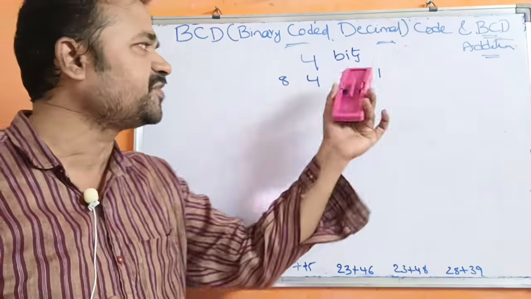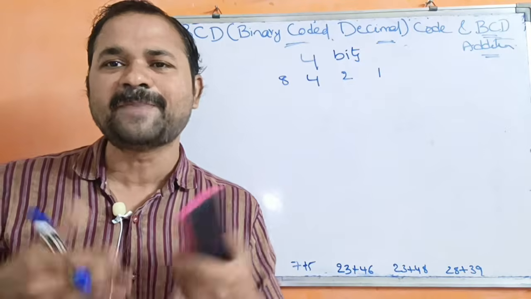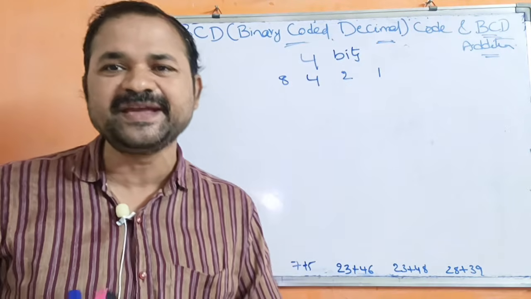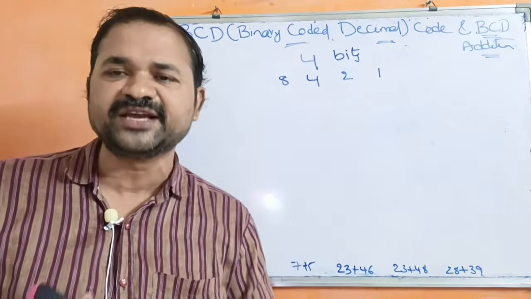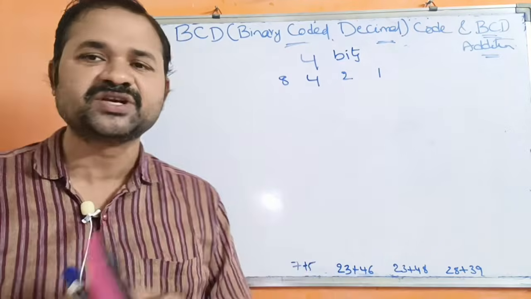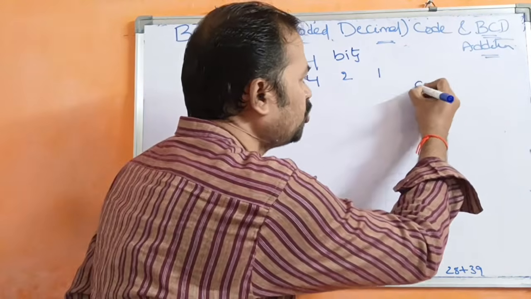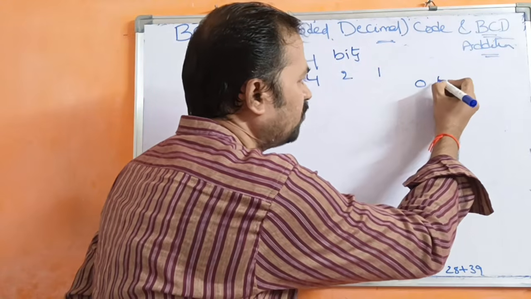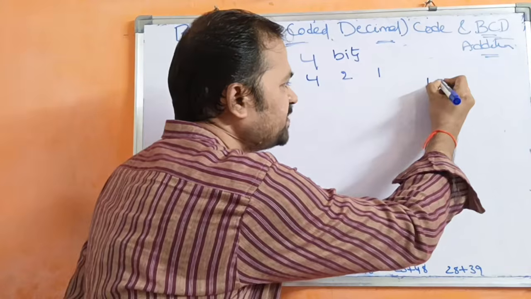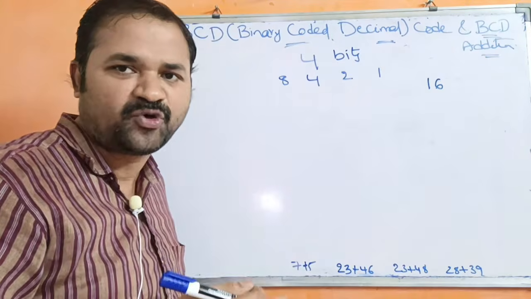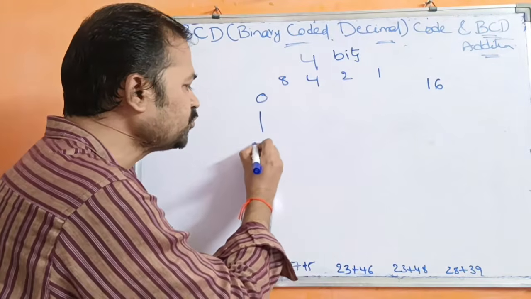So what is the other name for BCD code? 8421 code. We know about the binary notation. Binary notation means if we have 4 bits, then 8421 notation. So if we have 4 bits, how many numbers can we represent? Totally, 2 power 4 numbers, 16 numbers. So we can represent numbers from 0 to 15.